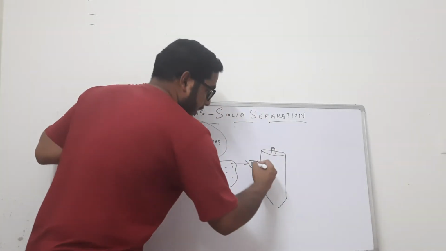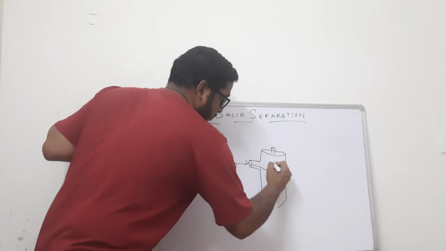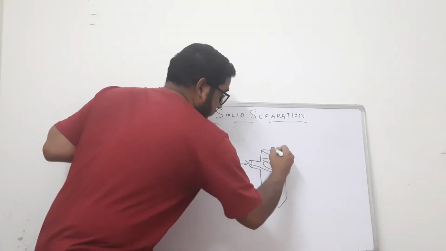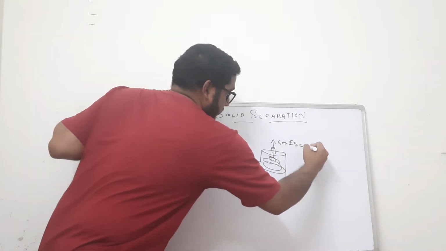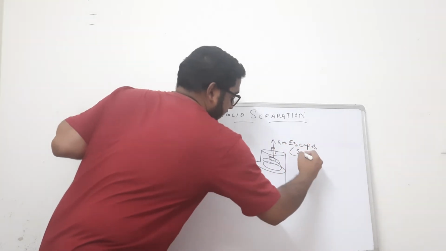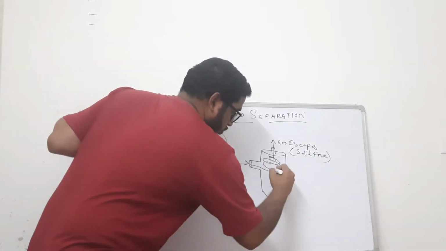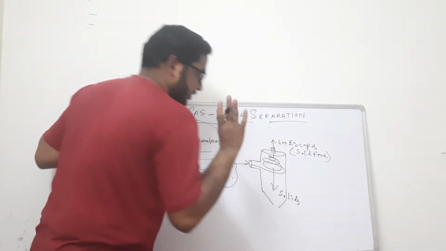enclosed structure. And what happens exactly is we give this gas with laden solids a tortuous path such that the gas escapes solid free and the solids, being heavy, get deposited out.